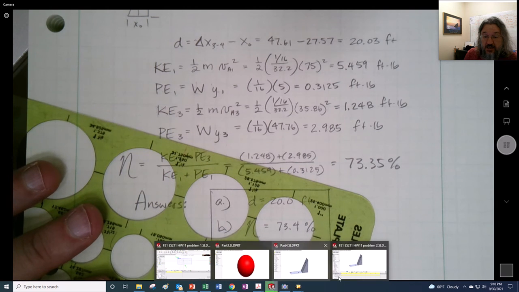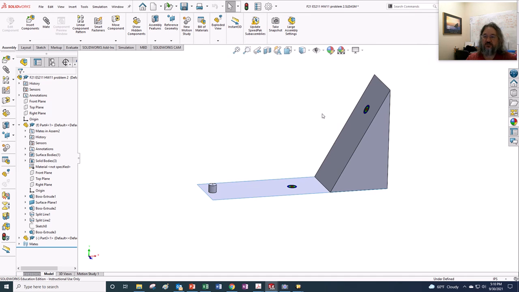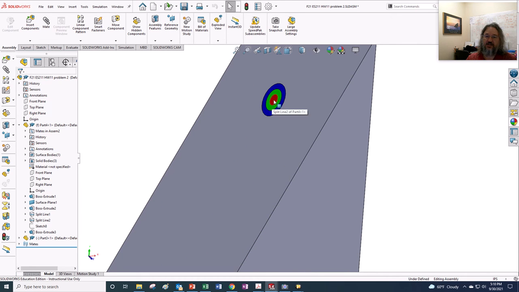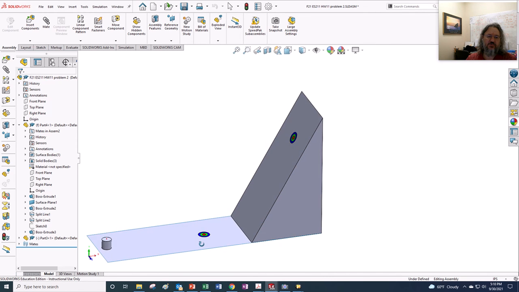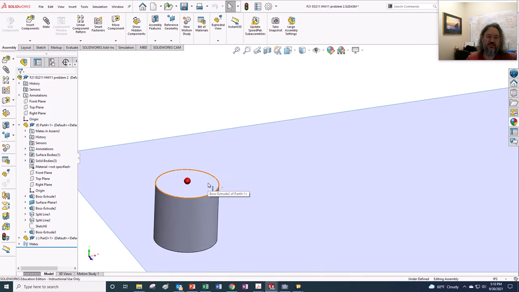Let's take a look at the Solidworks simulation of the thing. I even made a little target. I calculated ahead of time where I think it's going to land, and this is where my equations say it was going to land. And this is the little ball.